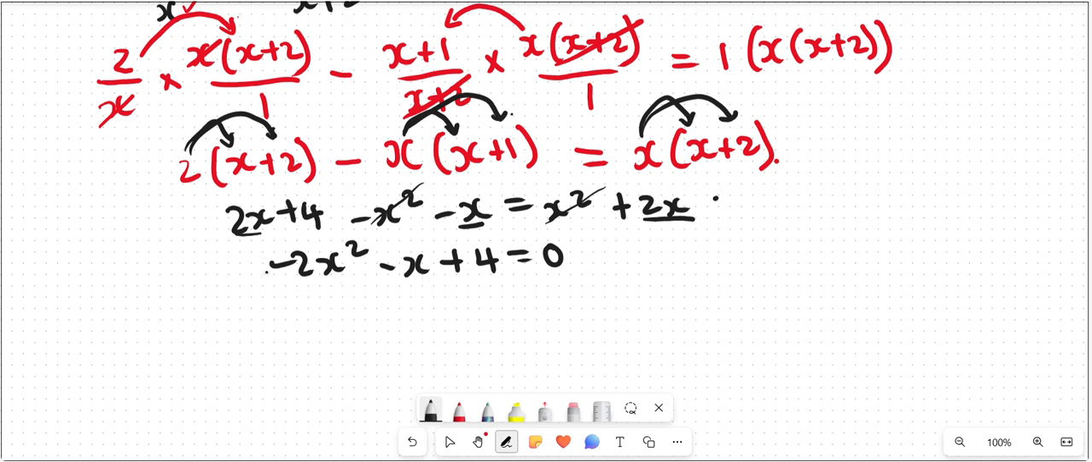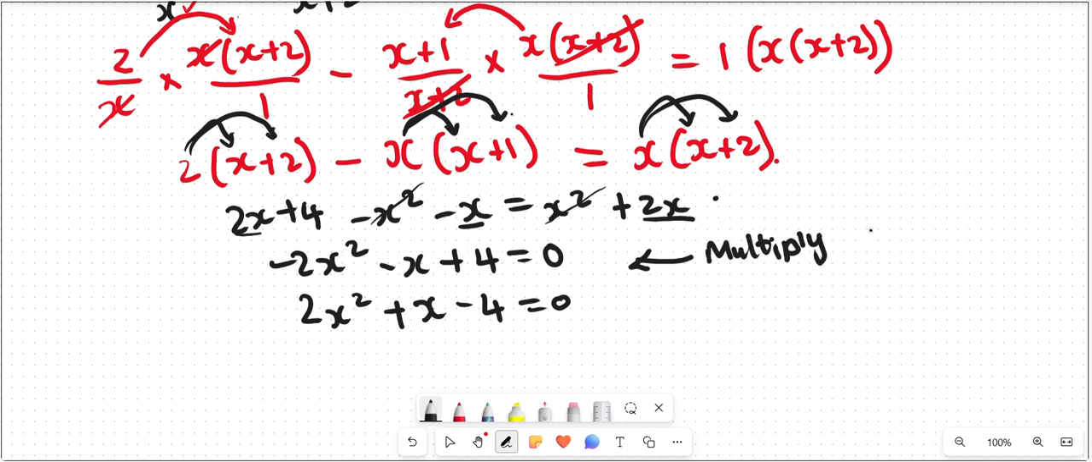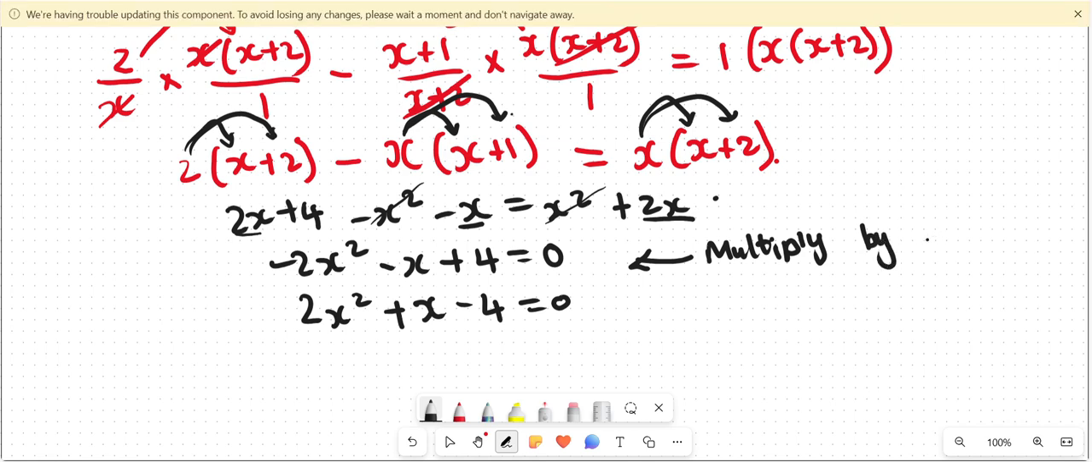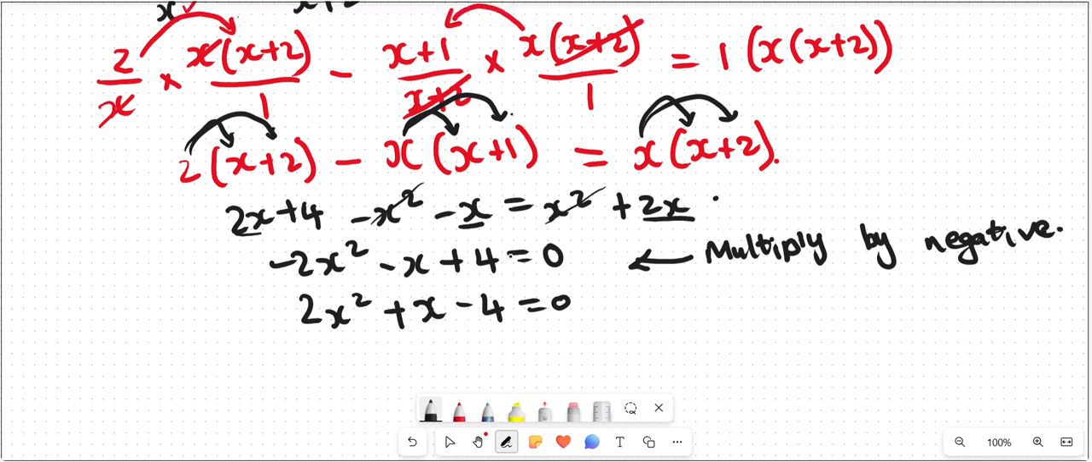And at this point, let me get them all to be positive. x squared plus x minus 4 is equal to 0. So essentially, I just multiplied by negative 1. Yeah, that's what I just did there. I just multiplied everything by negative. It gives me this guy.